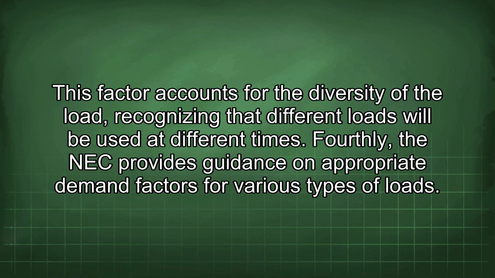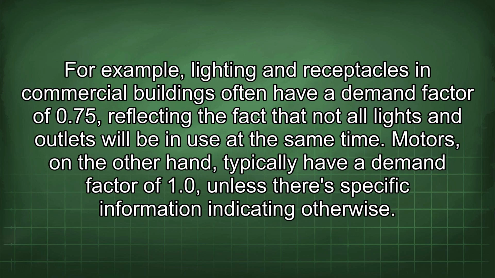Fourthly, the NEC provides guidance on appropriate demand factors for various types of loads. For example, lighting and receptacles in commercial buildings often have a demand factor of 0.75, reflecting the fact that not all lights and outlets will be in use at the same time. Motors, on the other hand, typically have a demand factor of 1.0, unless there's specific information indicating otherwise.